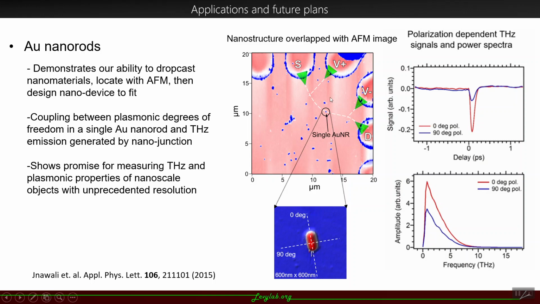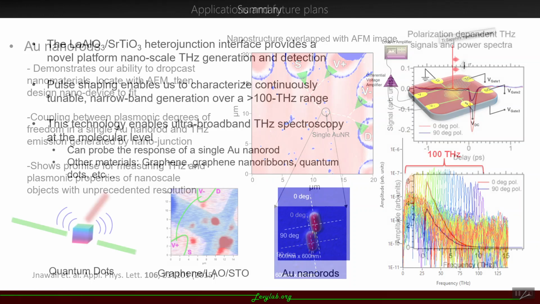Now, in this experiment, we took polarization-dependent terahertz time domain signals, and we showed that the terahertz response of the nanojunction couples to the plasmonic response of the gold nanorod and shows this polarization dependence. So this shows promise for the measuring of terahertz and plasmonic properties of nanoscale objects with unprecedented resolution and bandwidth.